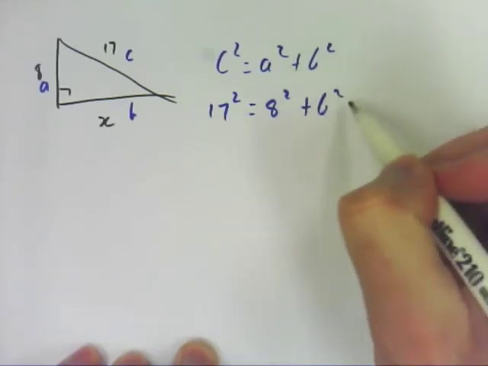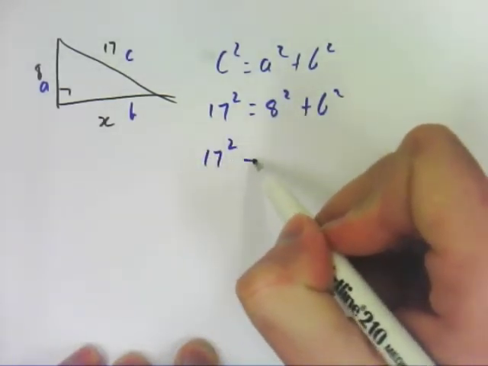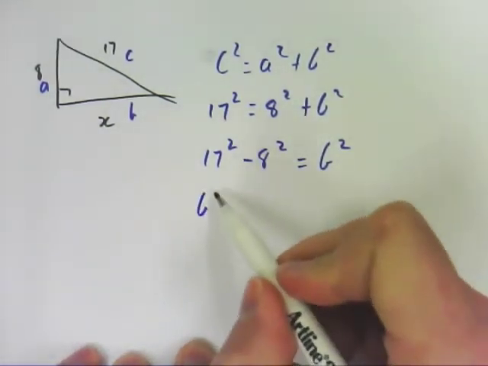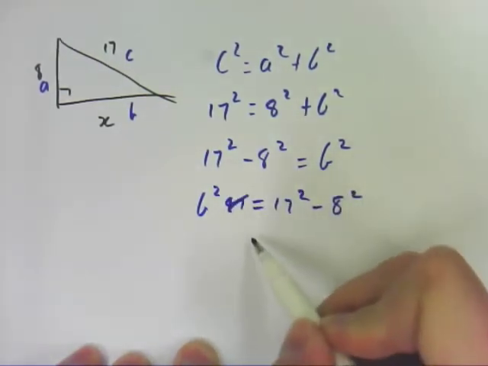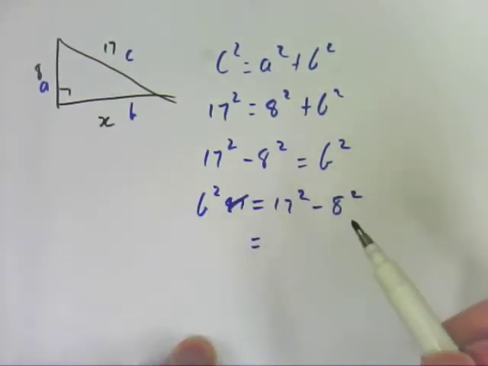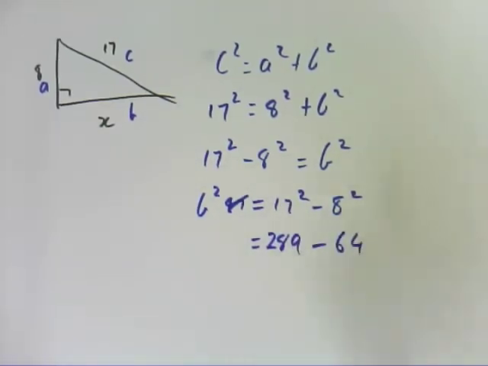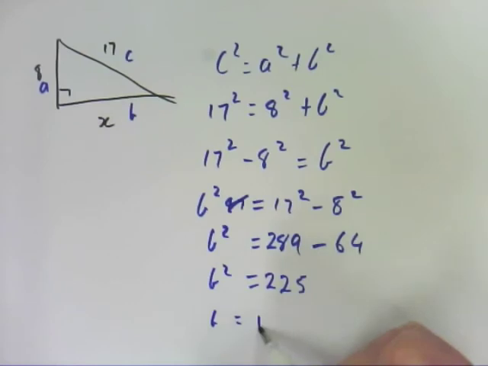So if you want to get B squared on its own, the first thing you do is you minus this 8 squared. So I'm just going to leave them squared for now, and that equals B squared. And then we can rewrite that, because I always do, equals 17 squared minus 8 squared, and then I will calculate this and come back to you with an answer. So 17 squared is 289 minus 64 equals 225. So that's B squared. So B equals the square root of 225, which is 15.